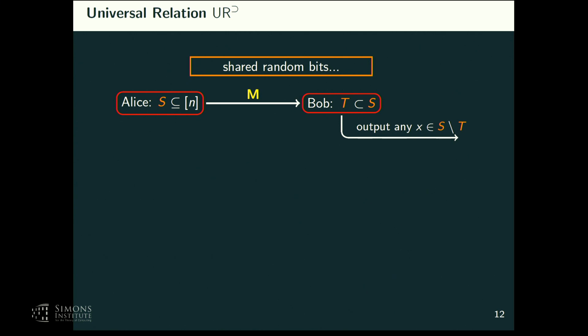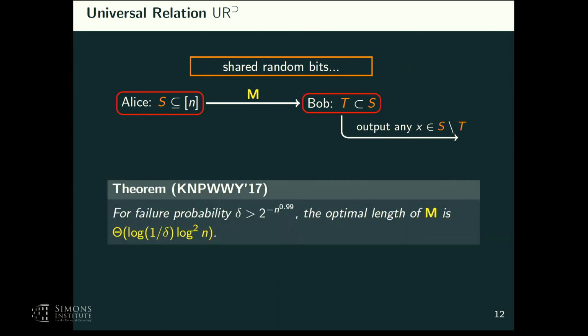In this one-way communication problem, Alice is going to look at her input and the shared random bits and send one message M to Bob. And Bob, based on everything he sees, must output an element in the difference with high probability.